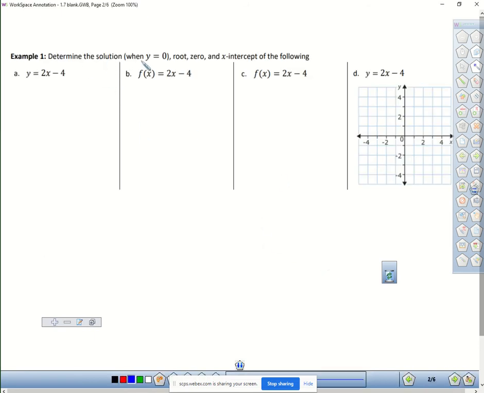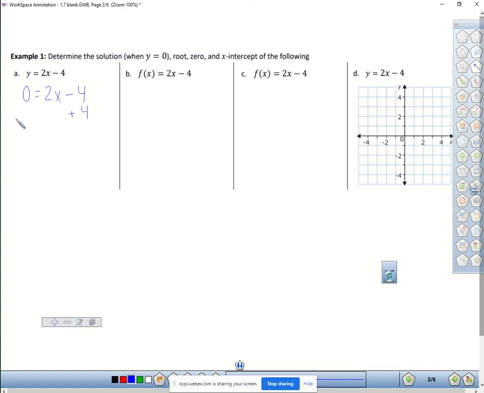So, determine the solution when y equals 0, root, 0, and x-intercept of the following. When they want you to determine the solution, like a root or a 0, you're going to replace your y with 0, okay? So in our first example, we're going to replace our y with 0. And once we do that, we're then going to solve for x.